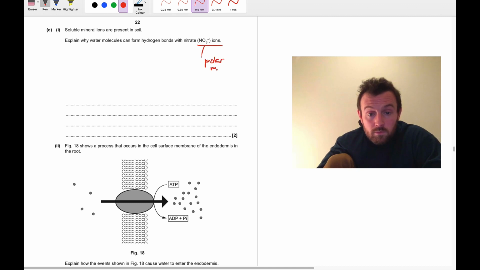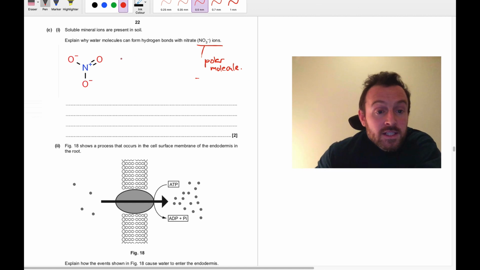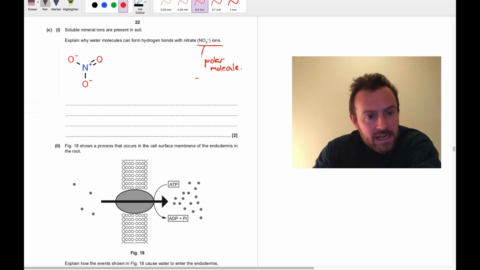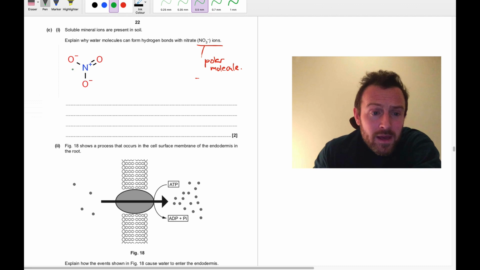Polar molecule. Okay, so here I've dropped in a picture of the structure, and actually this is kind of delocalized. You don't need to know this if you're a biologist, but if you are a chemist, this might help you a little bit. So this is almost like a half bond, and this is a half bond, and this is a half bond.